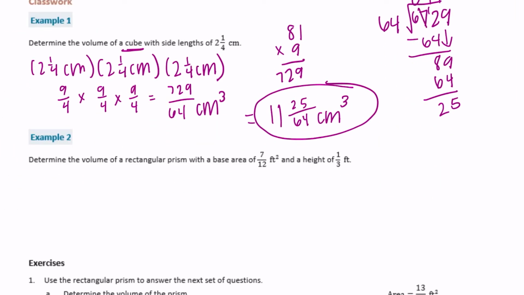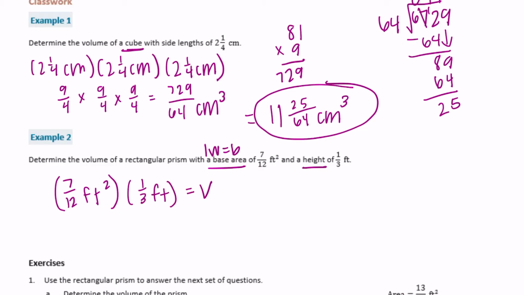Example 2, determine the volume of a rectangular prism with a base area of 7/12 feet squared and a height of 1/3. So remember, to find the area of the base, we do length times width is equal to the base area. So all we need to do is multiply it by the height. So let's do 7/12 feet squared times 1/3 of a foot is going to be equal to the volume. So 7/12 times 1/3 is equal to 7/36. It will be feet cubed.